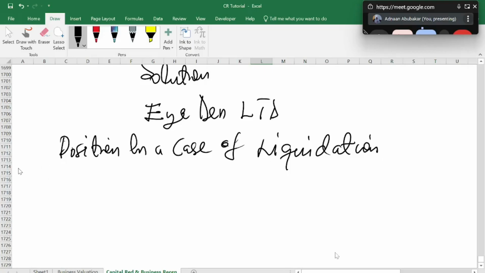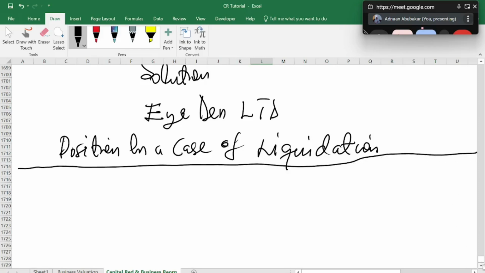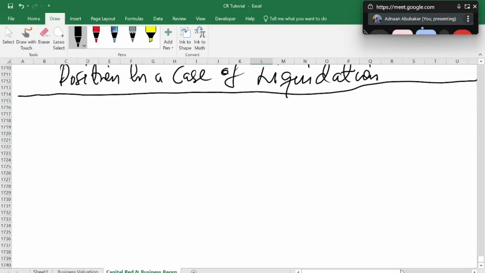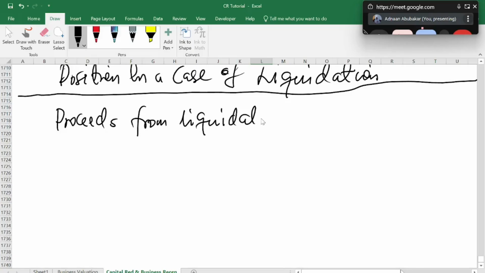Then you underline it. Good. So now, how do we get the proceeds from liquidation? So you start it: proceeds from liquidation. All right. So in the question, they didn't give us the proceeds, right? If they have not given proceeds, then we have to go and sell the assets. Identify all the assets and then sell them.